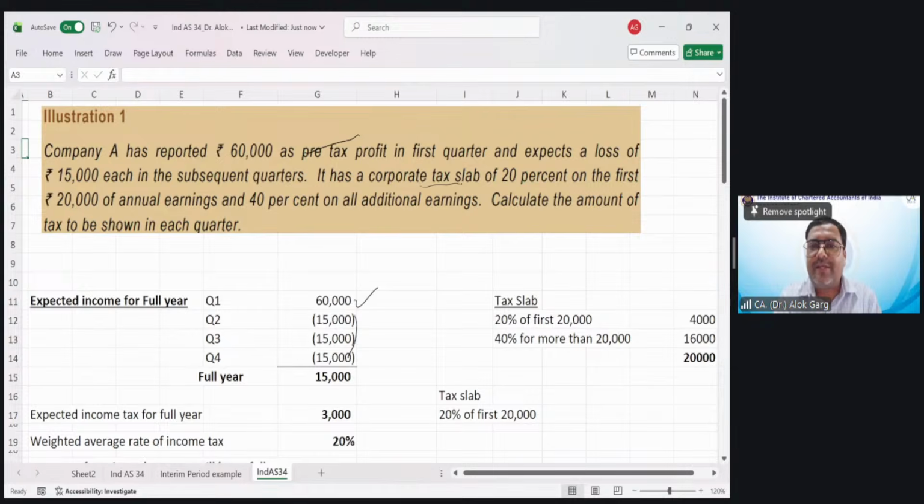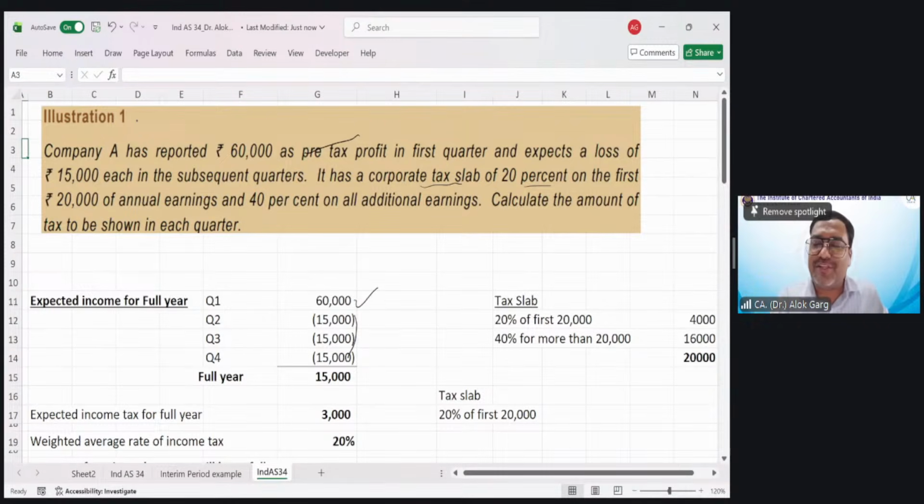It has a corporate tax slab of 20% on the first 20,000. So this is slab wise. Here the question is talking about the slab rates. Friends, don't apply your mind. When I'm saying, don't apply your mind, it is an accounting question. So don't argue with that question that for a company, how can you talk about a slab? Slab is applicable for an individual, not the company. Don't write that.